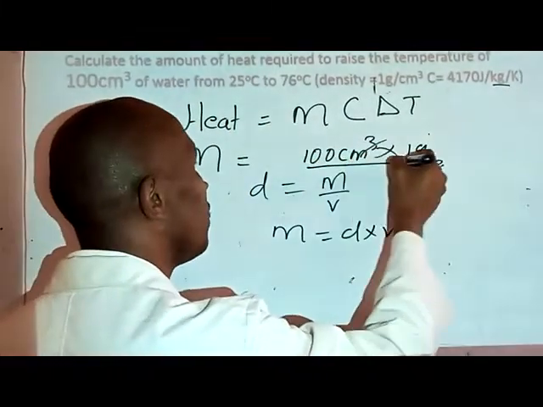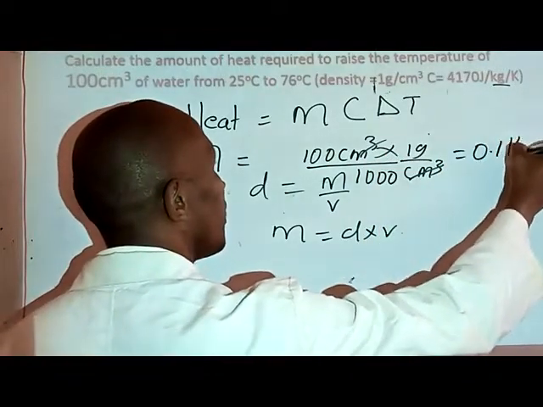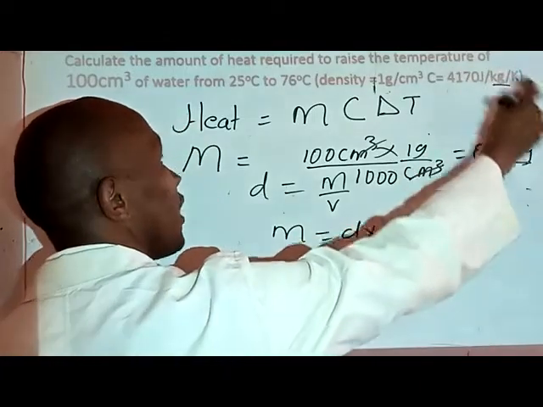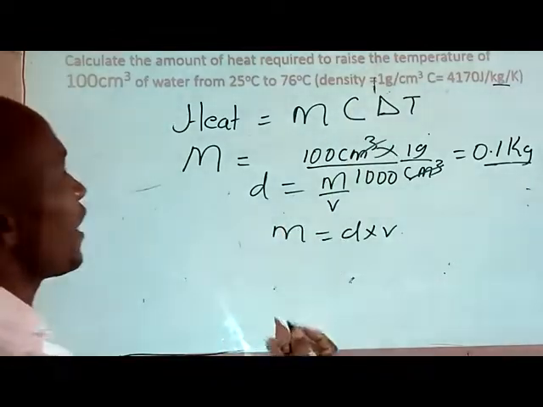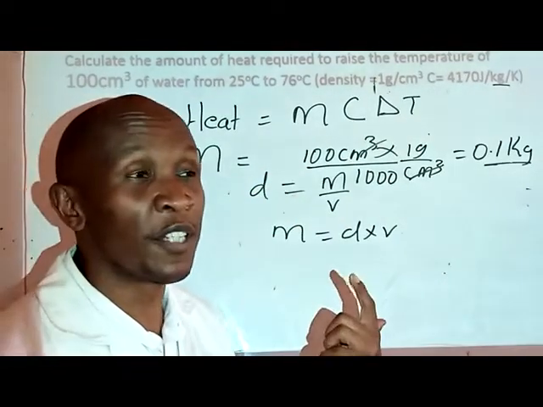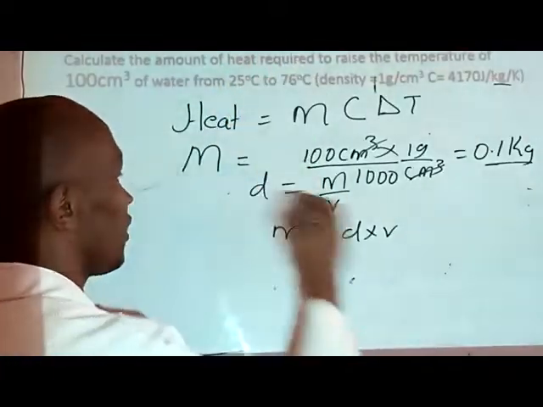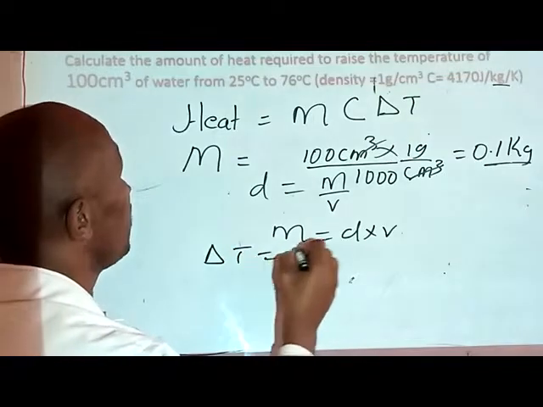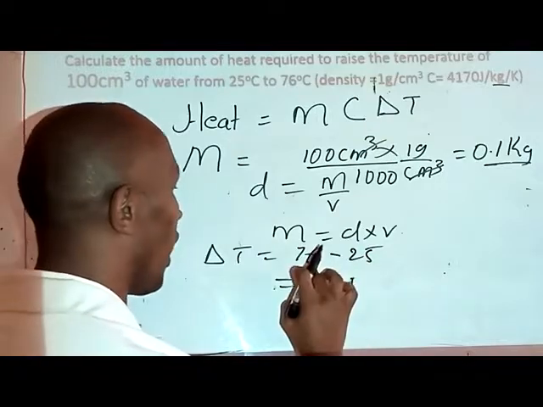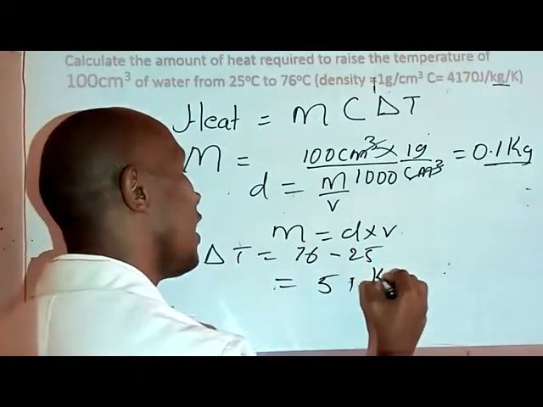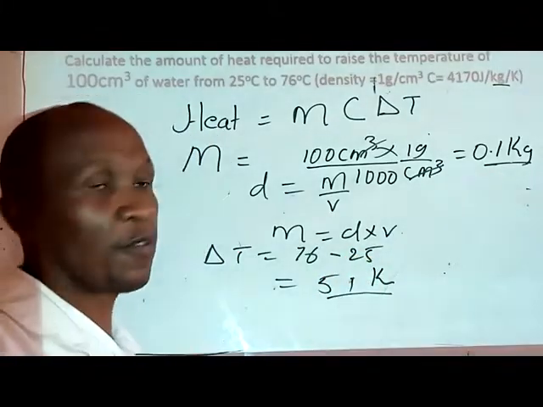So these need to be divided by 1000. That gives me 0.1 kilograms. Now delta T, you say that the delta T can be in degrees Celsius, but you just write K, yeah? So I don't have to add 273 to each of that. So delta T will be equal to 76 minus 25, which is 51 Kelvin. 51 degrees Celsius is equal to 51 Kelvin.